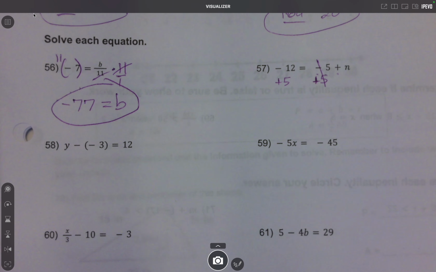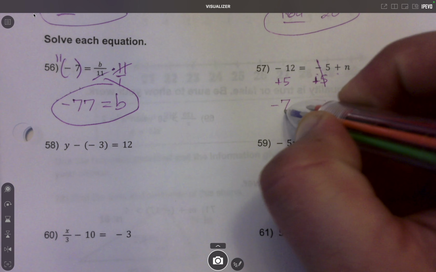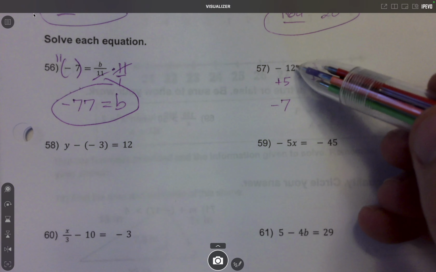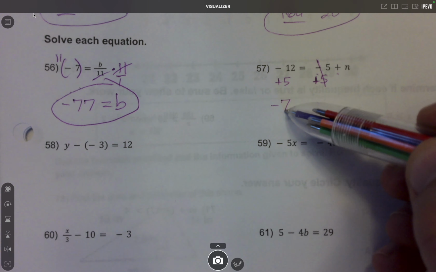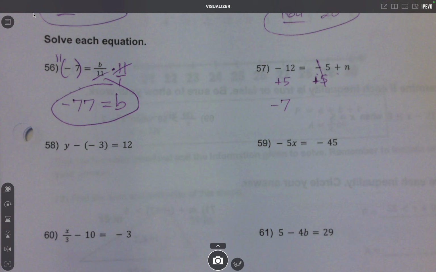So negative 5 plus 5 cancels out to 0. Negative 12 plus 5 is negative 7. You can figure that out by doing 12 minus 5, which is 7, and then keeping the sign of the bigger number, which is the 12.